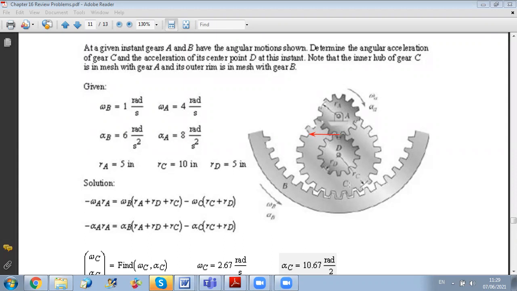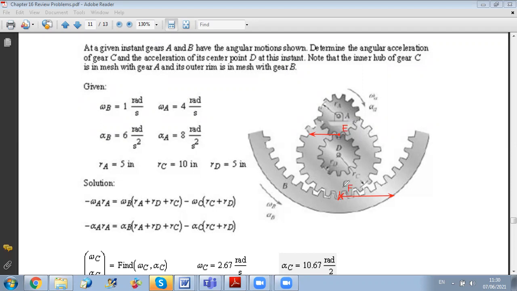The second characteristic point of gear C is the point in contact with gear B. So as you can see here, gear C is in contact with gear B. They have a common point. They are in mesh. So at this level, we have also common linear velocity and tangential acceleration. Let us call the points: this point is E, and this point is F.